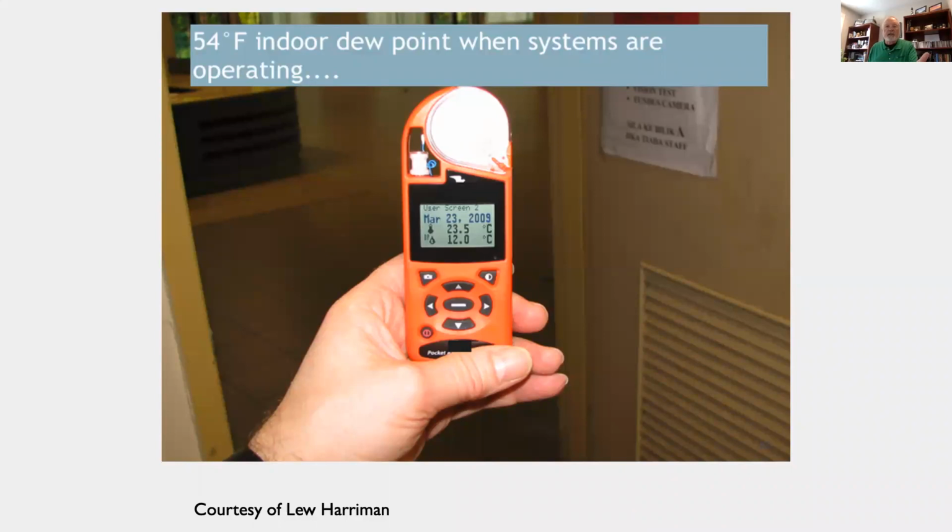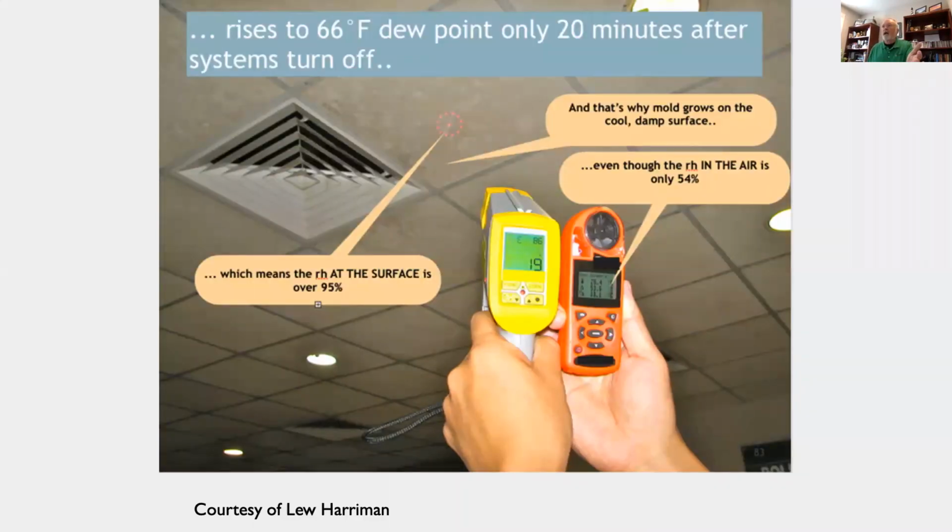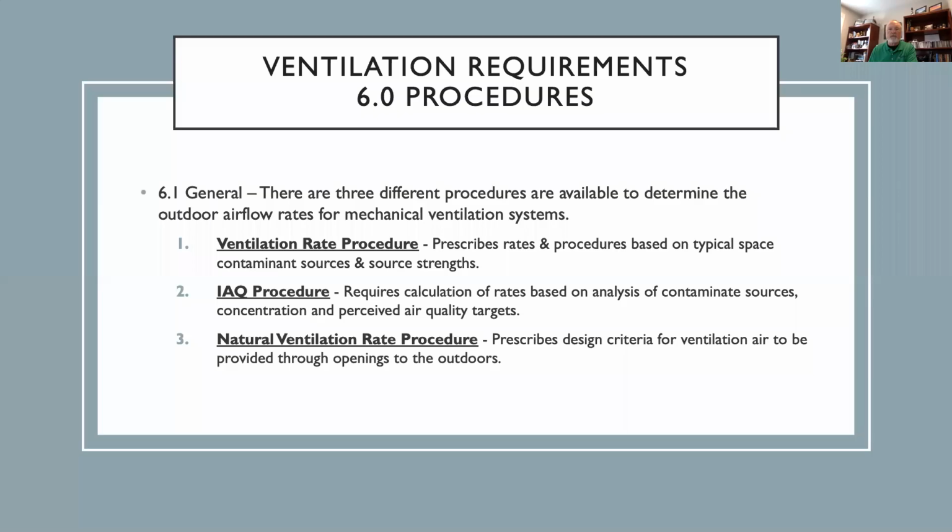The example is you've got a 54 dewpoint when the systems are operating. It goes up whenever systems are turned off, and you've got all this mold. And this is actually in a hospital. This is bad. This is Lou's example, courtesy of Lou. So dewpoint's really more important than relative humidity. You can change the relative humidity by cranking the temperature up, but the dewpoint is really what the driver would be.